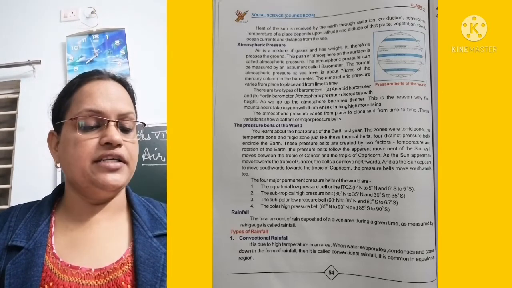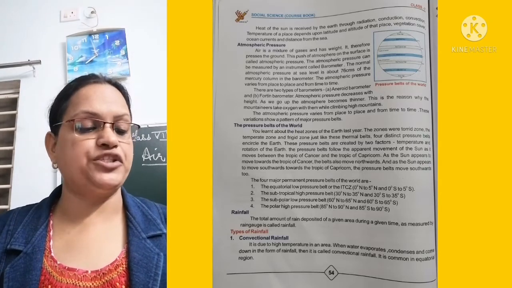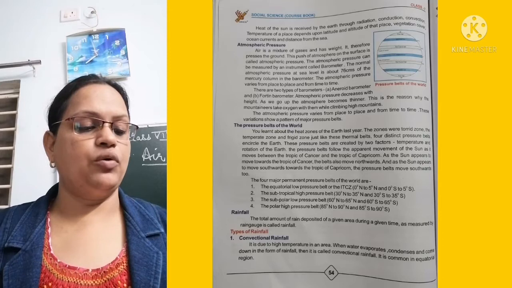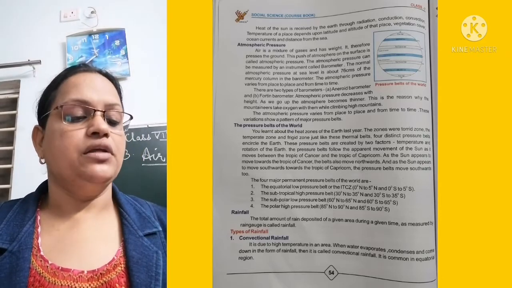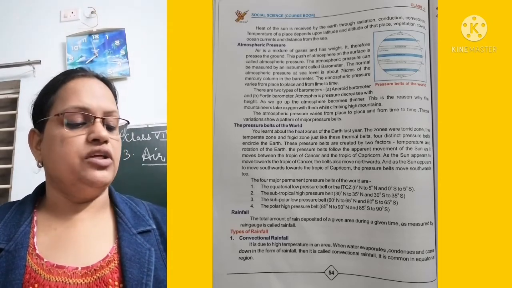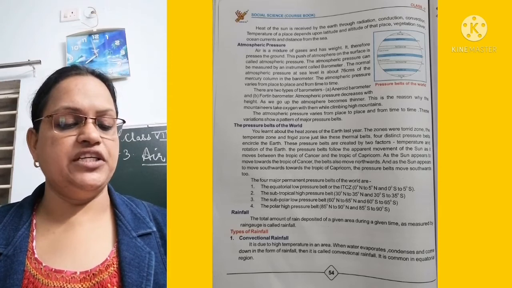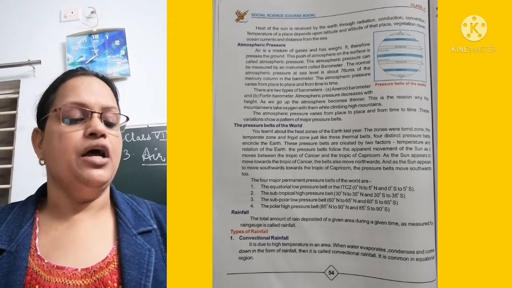Atmospheric pressure. Air is a mixture of gases and has weight. Air is having weight. It therefore presses on the ground. This push of the atmosphere on the surface is called atmospheric pressure. The atmospheric pressure can be measured by an instrument called a barometer. The normal atmospheric pressure at sea level is about 76 centimeters of the mercury column in the barometer.